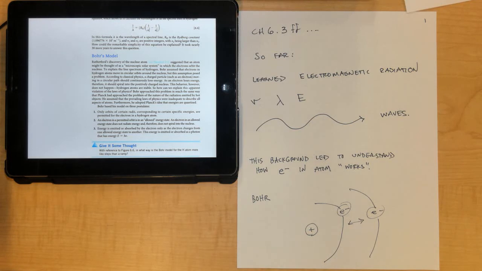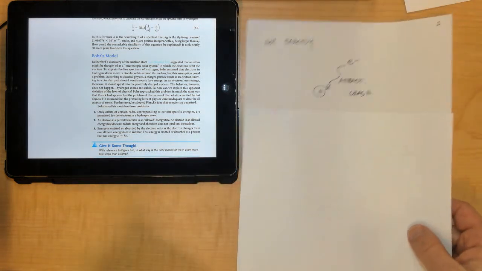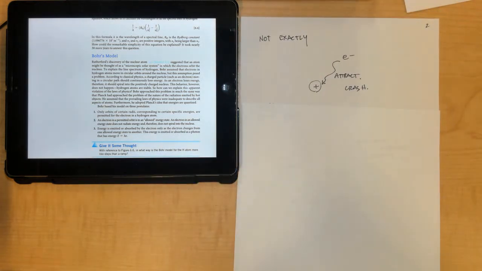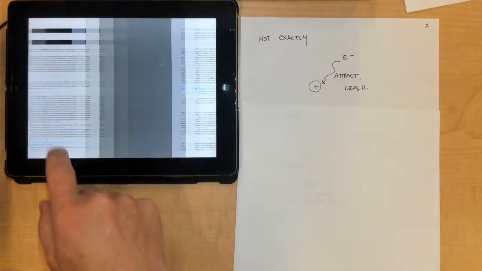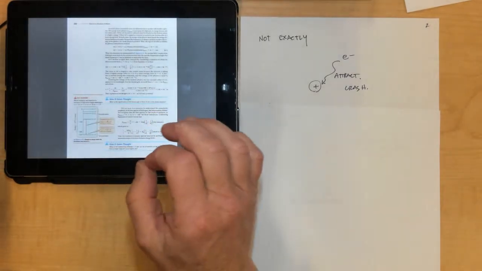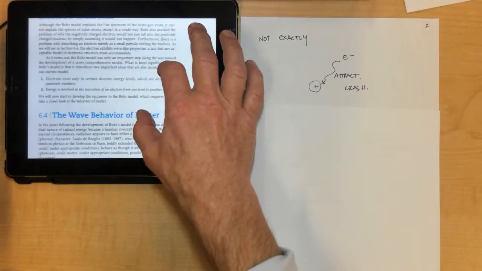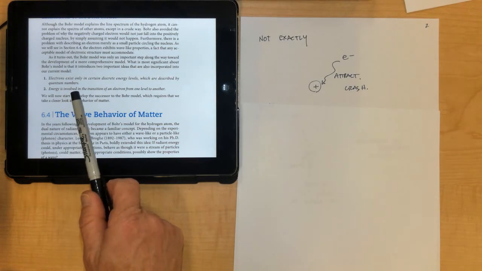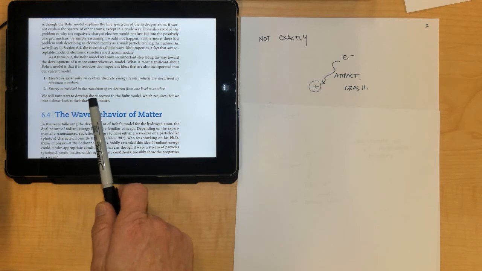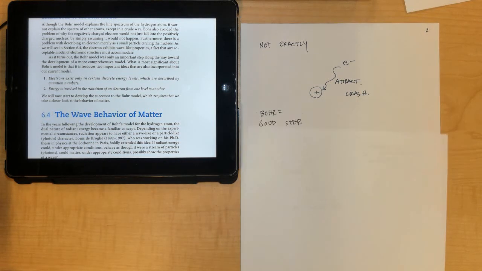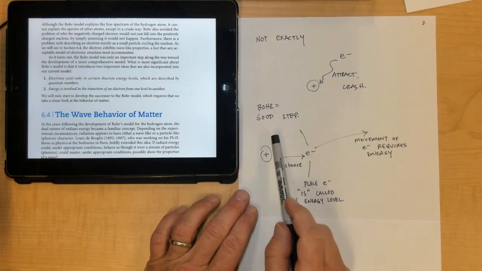Now, Bohr's model was good, but it wasn't perfect. But it led to some really good understanding. One thing that he couldn't describe mathematically was why the electron, attracted to the nucleus, wouldn't eventually crash into the nucleus. That was a fault of Bohr's model, but it was really good at getting us along the way in describing how electrons needed to exist in certain discrete energy levels, and that energy is involved in the transition of electrons from one place to another. And so Bohr was a good step.